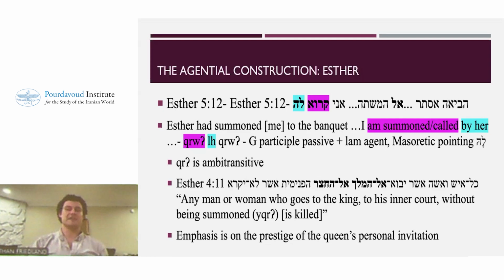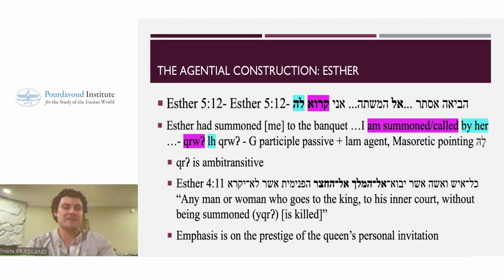Now, grammatically, the object of motion, the area that one is summoned to, would be masculine. This is the mishteh, the banquet. And the famous passage in Esther 4:11 demonstrates that the object of motion in summon takes an ale prefix, aleph lam, to the king and to his court. So any man or woman who goes to the king, el hamelech, sorry, that was Aramaic, any man or woman who goes to the king to his inner court without being summoned is put to death.